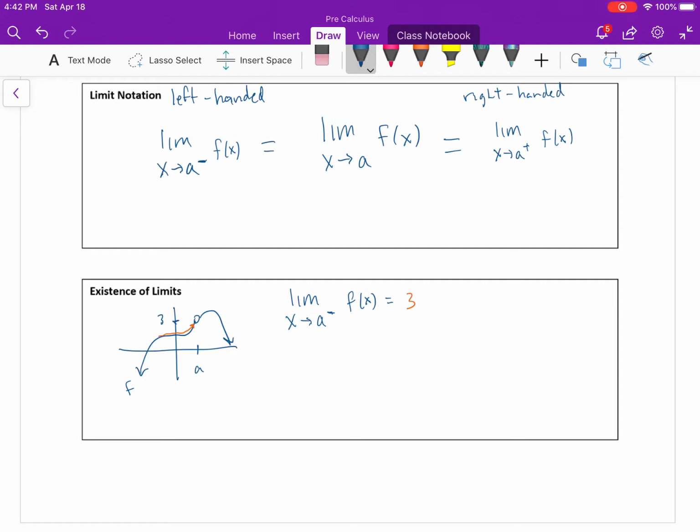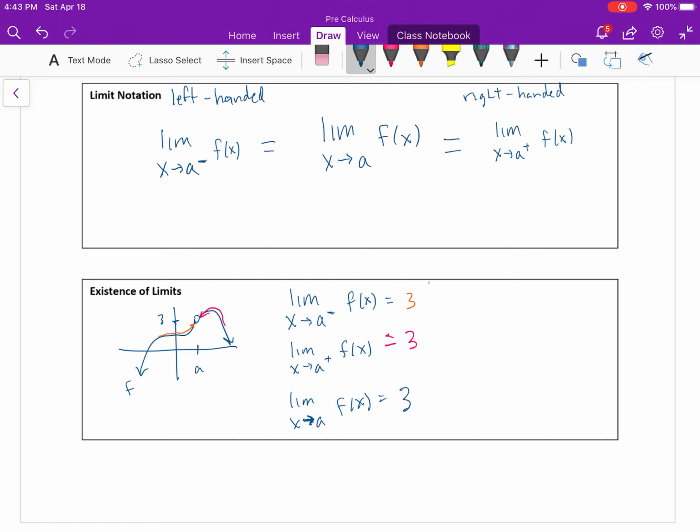Next thing we might want to do is find the limit as x approaches A from the positive side, which in this case we're going from the positive side and getting closer and closer to A from the positive side. In that case, we're also getting closer to 3. So because those two things are the same, this limit to A in general exists, and that limit is 3.